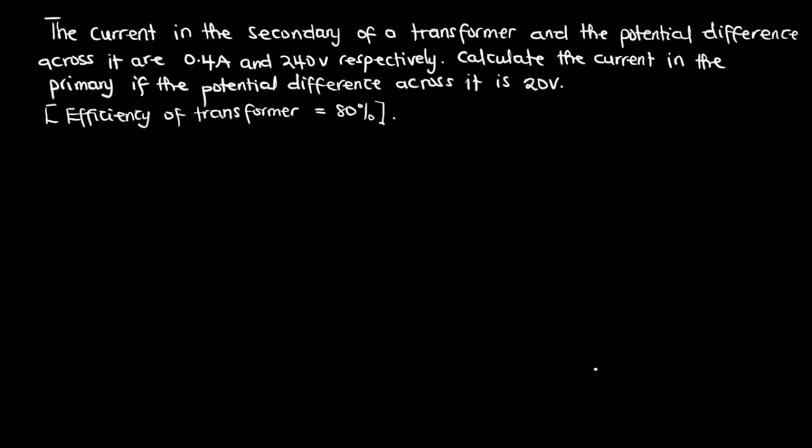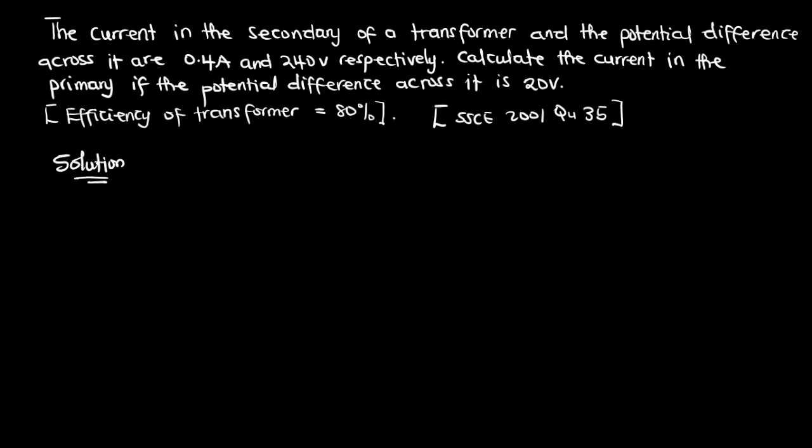So over here we have the current in the secondary of a transformer, and the potential difference across it are 0.4 amperes and 240 volts respectively. We have to calculate the current in the primary if the potential difference across it is 20 volts. Remember that the efficiency of the transformer is 80%. Actually, this is the SSC 2001 question number 35. Objective question. Then again, like I said, let's look at the solution to this problem.